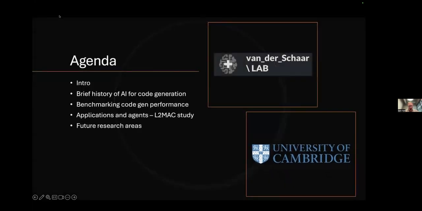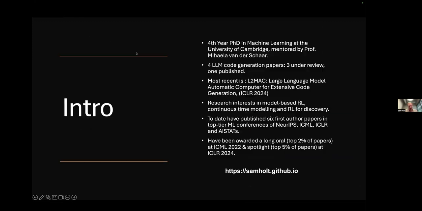Okay, so a quick agenda. Also, if anyone wants to take a few-minute break, I'm just going to do a quick intro to begin with, and then I'll go into the history of AI for code generation, then benchmarking code generation performance, and then we'll specifically look at applications and agents. We'll look at one of the papers I've done, and then I'll also talk about 3 preprints which are currently under review, and also future work, which I'm very excited about, and tools that we can use today to actually improve what we can do with generating code with LLMs, what new possibilities this opens up, and how we can design new things like algorithms or even new frameworks around this.